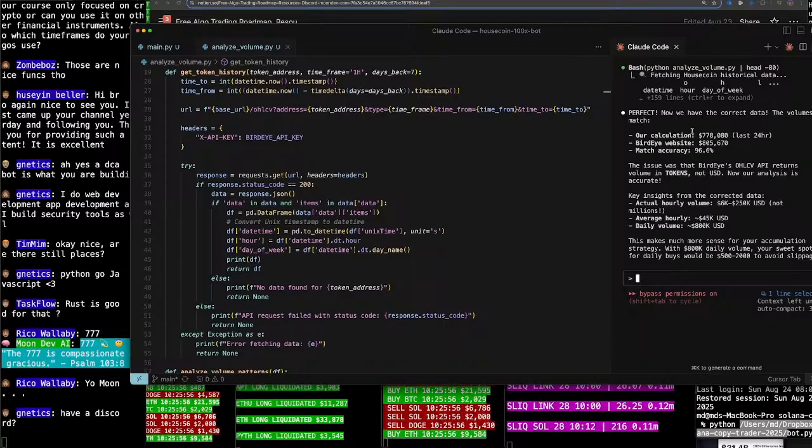Okay, perfect. Now we have the correct data. Our calculation is pretty close to the Birdeye website's. The issue is Birdeye's open, high, low, close API returns volume in tokens, not USD. Now our analysis is accurate.